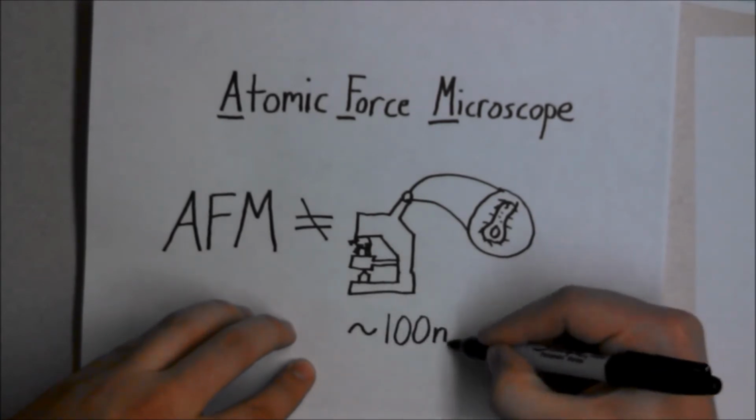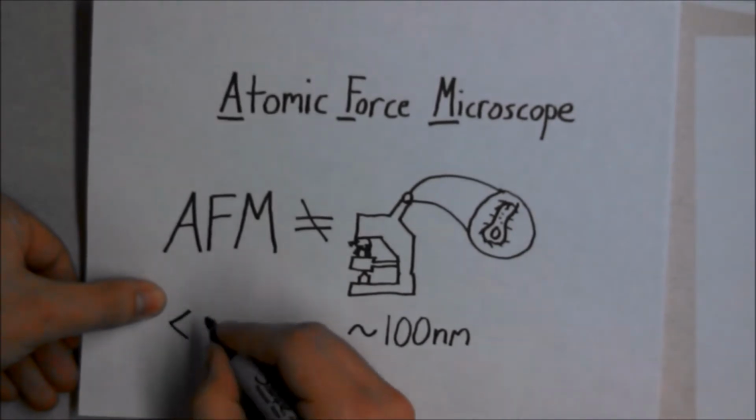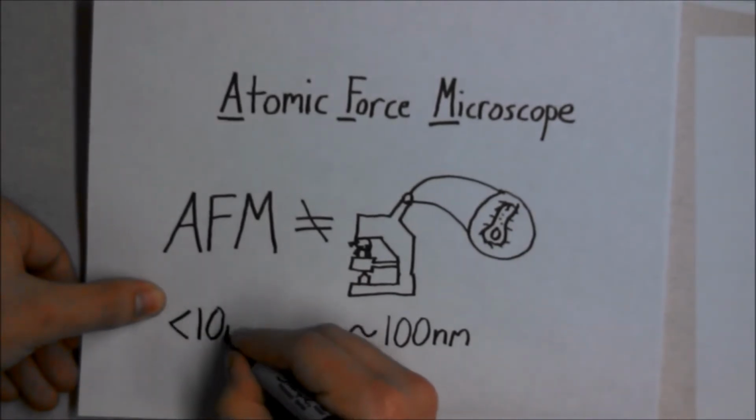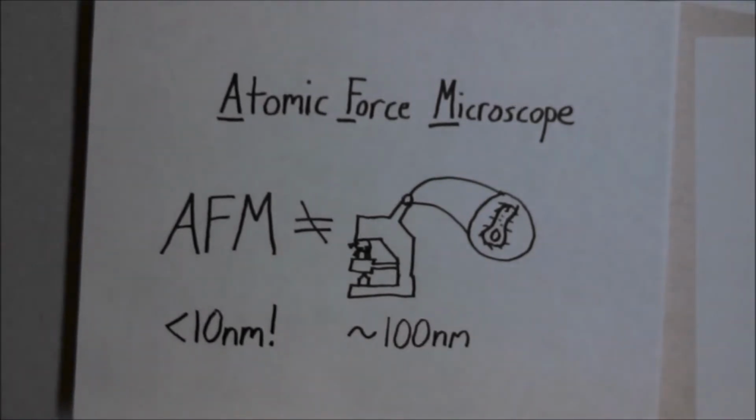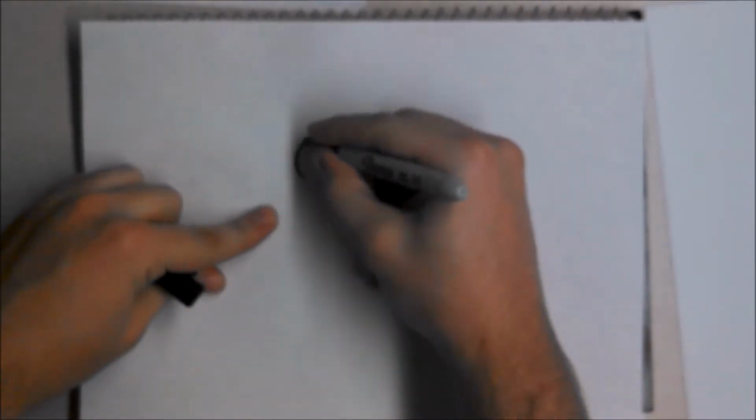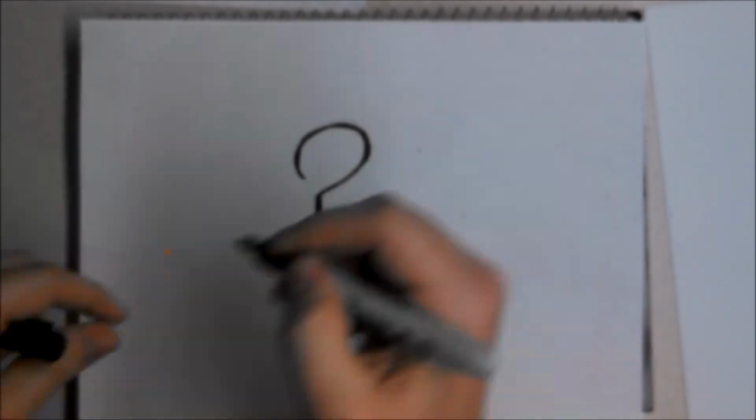The best optical microscopes in the world are limited to a resolution of hundreds of nanometers, whereas an AFM can get resolutions well below 10 nanometers. And this is because they operate under a totally different principle. So how does an AFM actually work?